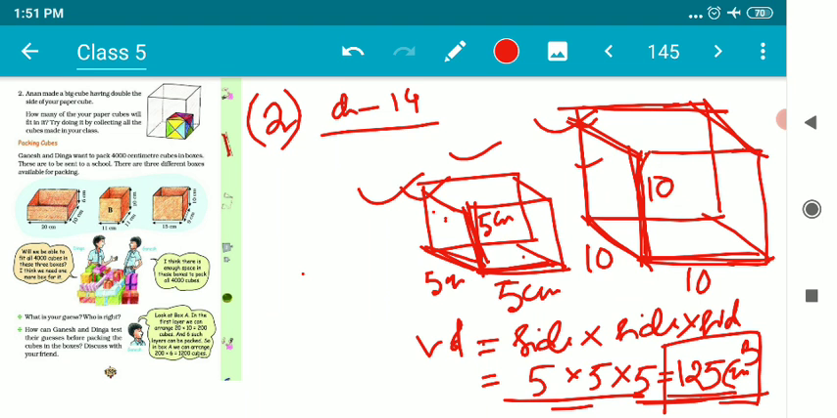Here in the next part of this page is about packing cubes. Ganesh and Dinga want to pack 4000 centimeter cubes in boxes. These are to be sent to school. There are 3 different boxes available for packing. Okay, so children, here as we can see, we are given 3 different sized cuboids with all dimensions given. In the first one, the length is 20, breadth is 10, and height is 6.